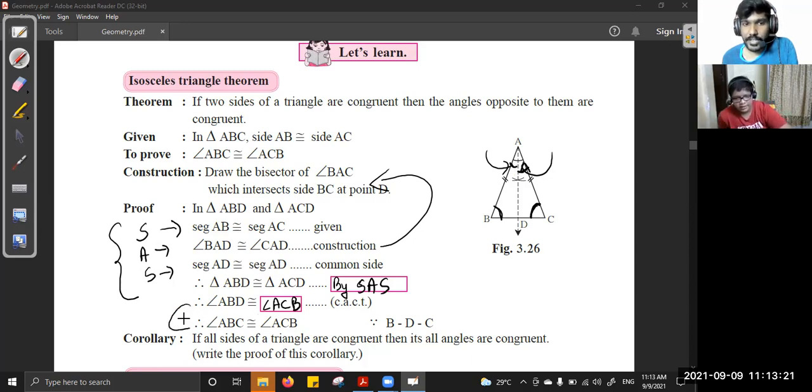So, angle ABD should be congruent to angle ACD. This will be angle ACD. Okay, and then after that, the names are just changed. ABD is nothing but ABC, and similarly, ACD is nothing but ACB. And this is the proof of showing that these angles, which are opposite to the congruent sides, are also congruent to each other.